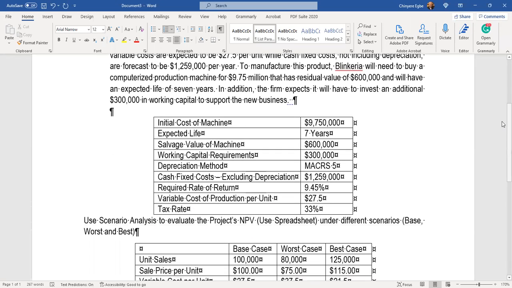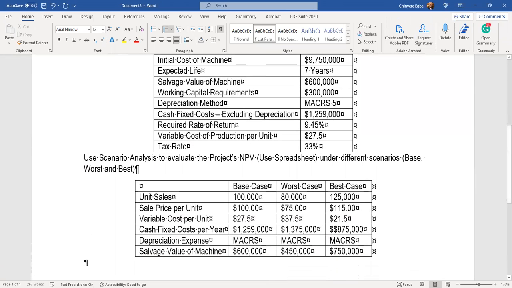So you are changing several variables at a time in one direction, okay? For example, here we have the base case, our basic estimate, what we thought things will look like. And then you look at the worst case.